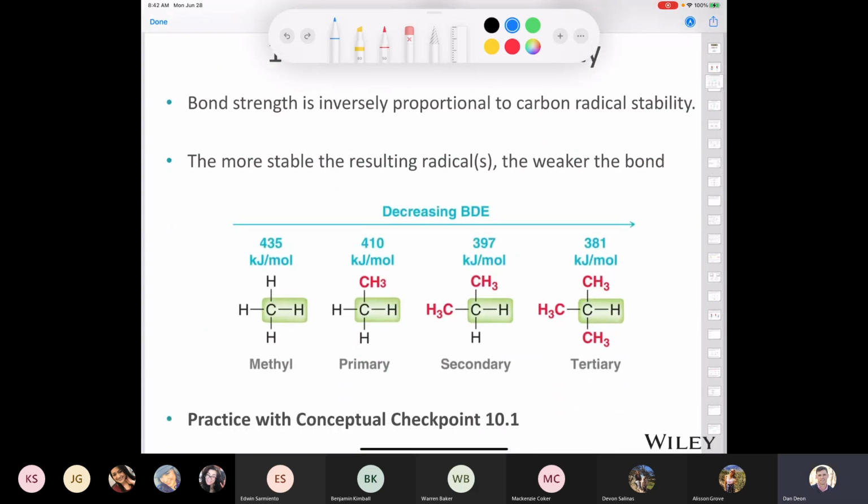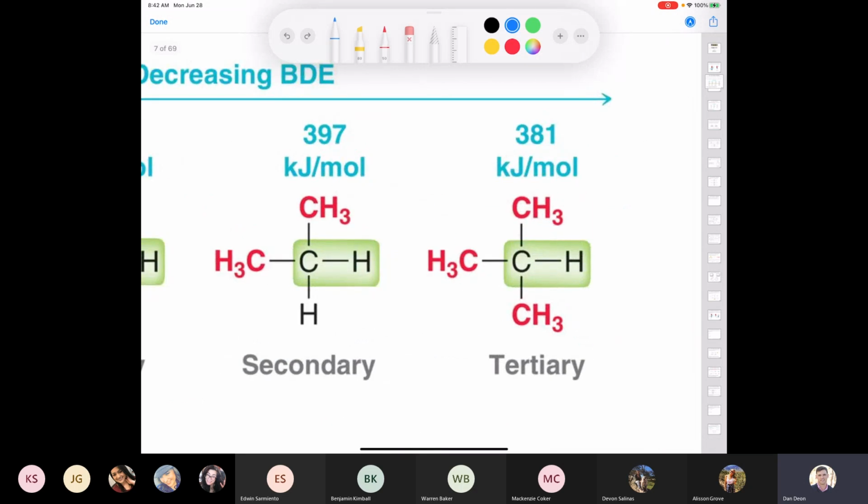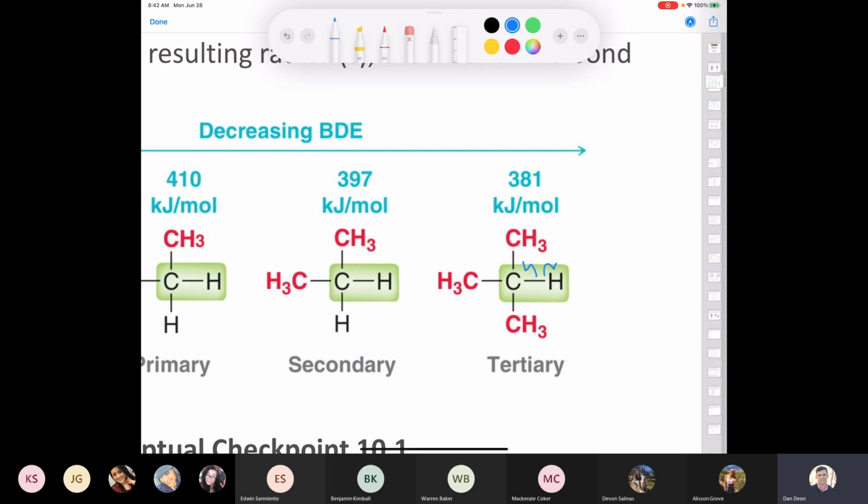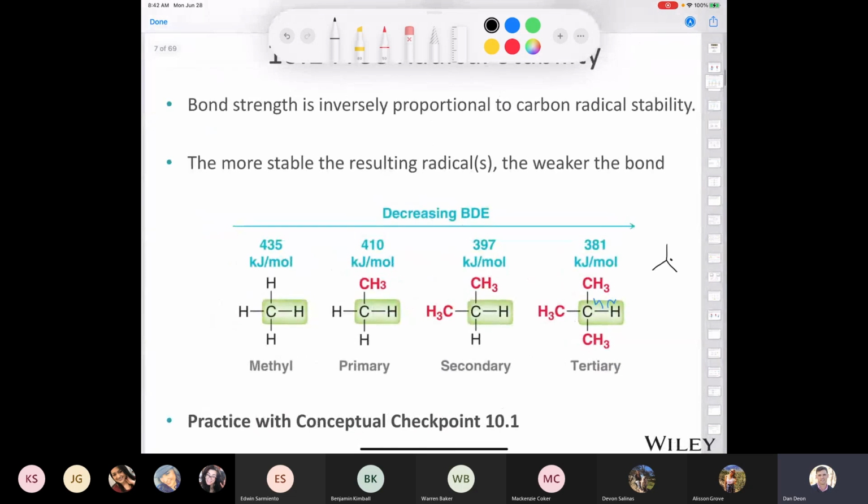It means that the more stable the radical that you would get, the weaker the bond. Just take a look at this here, right? If you were to break this bond between this carbon and this hydrogen homolytically, I'll just demonstrate with one, those are my two fish hooks. What would you end up with? You would end up with this. You'd end up with a tertiary radical, right? And a tertiary radical is more stable than what you get.